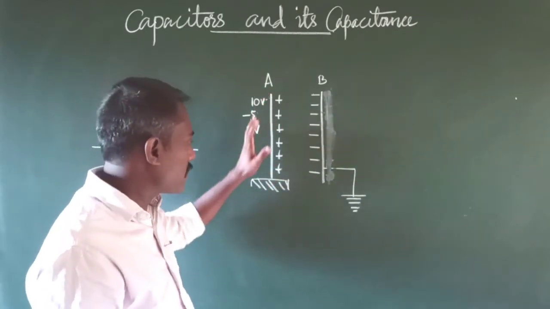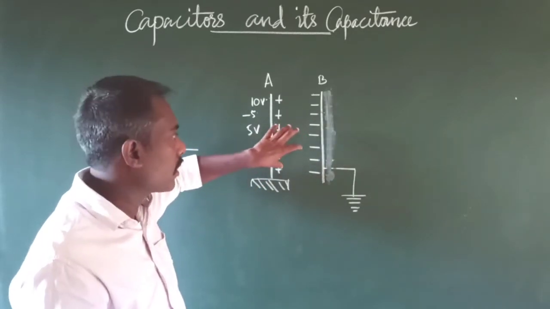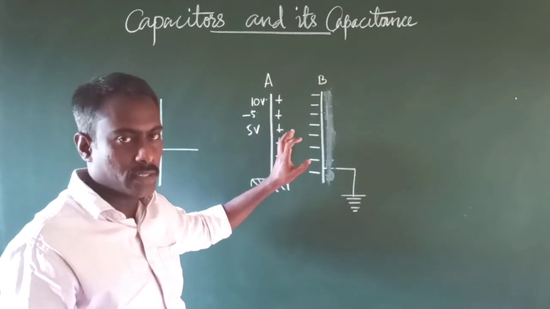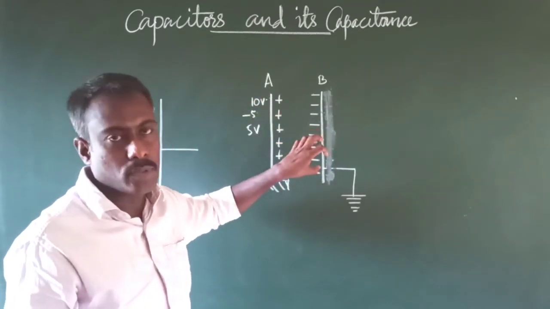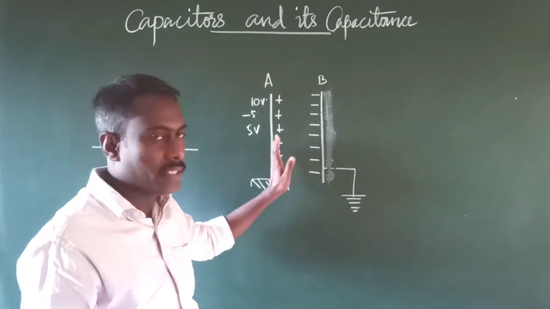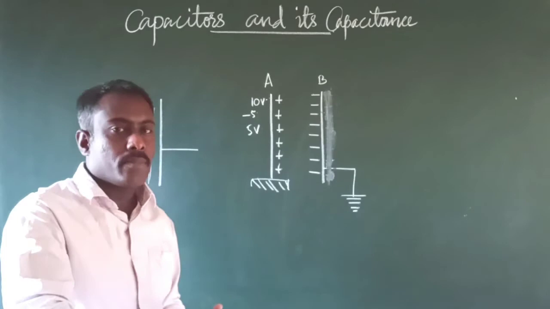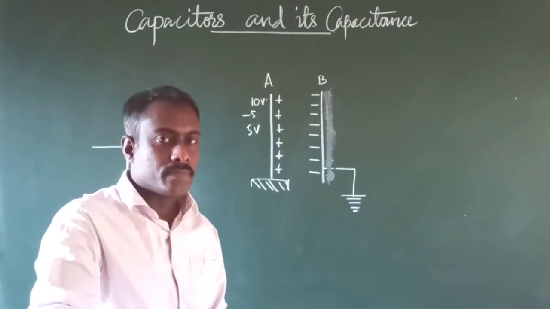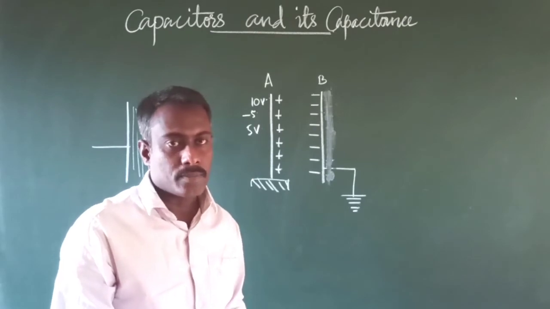When the potential is reduced, the capacitor can store a large amount of energy, stored as electric potential energy between these two conductors, and this electrical energy can be used whenever we require it in any electrical circuits.